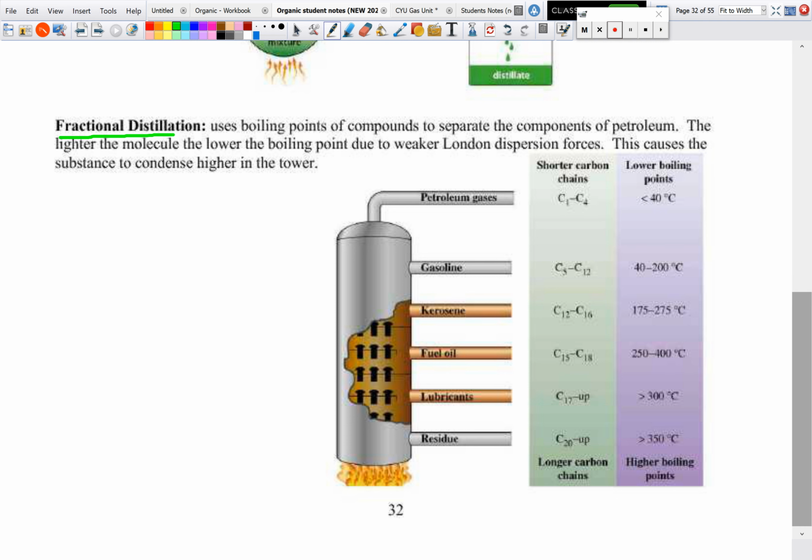Because when we look at petroleum, there are so many different hydrocarbon chains there. We're just not going to boil one thing and then crank up the temperature to boil out another one. Basically, we just put everything down in the pot right here. And as we move up this column, it's really hot at the bottom because this is fire right here, right? And it gets cooler as we move up this column.